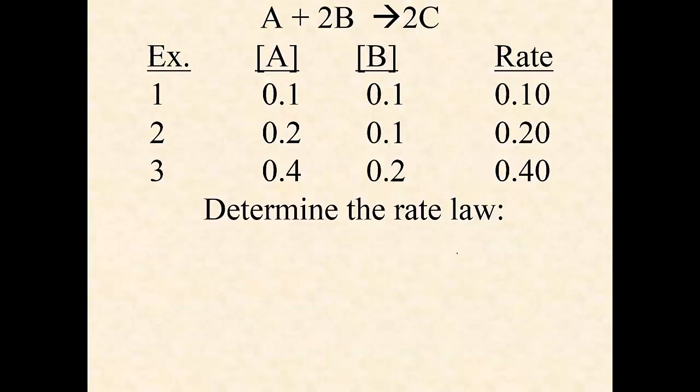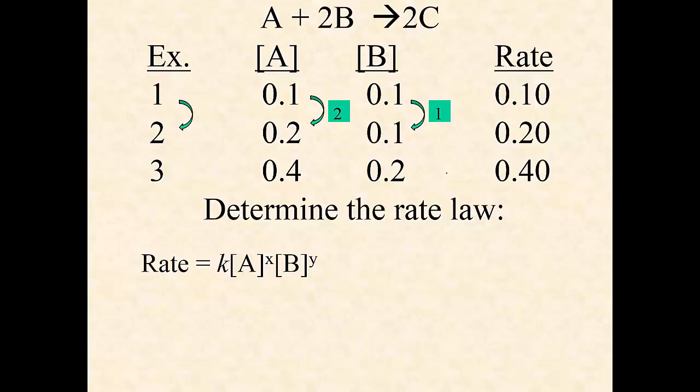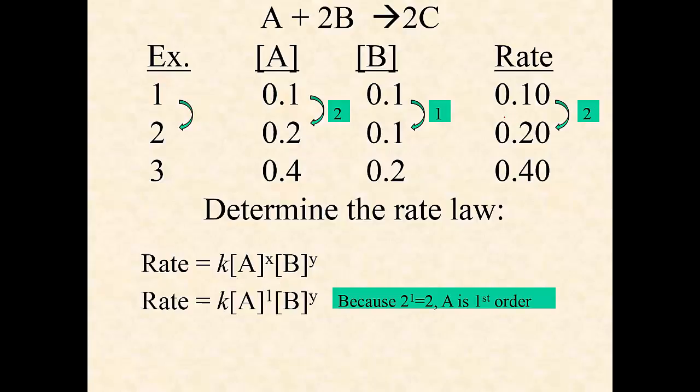Okay, this is the back over there. Sometimes things look a little weird. You have to figure them out. They're not always as easy looking, but you're going to be able to figure it out. So first, look at it. Find first where something stayed constant. So in trial 1 and 2, B was constant. So you ask yourself, how did A change? A was doubled, and your rate doubled. So 2 to what power is 2? This tells me that A is first order.